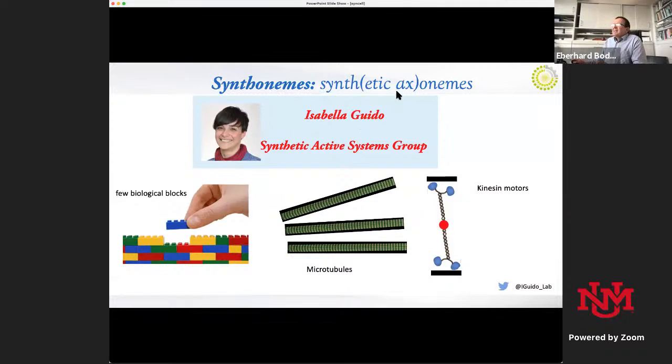She builds synthetic axonemes. So axonemes, as I've shown you, are these structures which are inside of one of these flagella. You have these doublets, and then they're beating. And so Isabella set out to build some of these artificially. And she used stuff originally from the literature. So what you see here is you take these few building blocks, and the idea is you take microtubules, you take kinesin motors, and very much like a sliding assay, which was already known before. And then you ask yourself, can I build a beating structure with a microtubule and a surface?